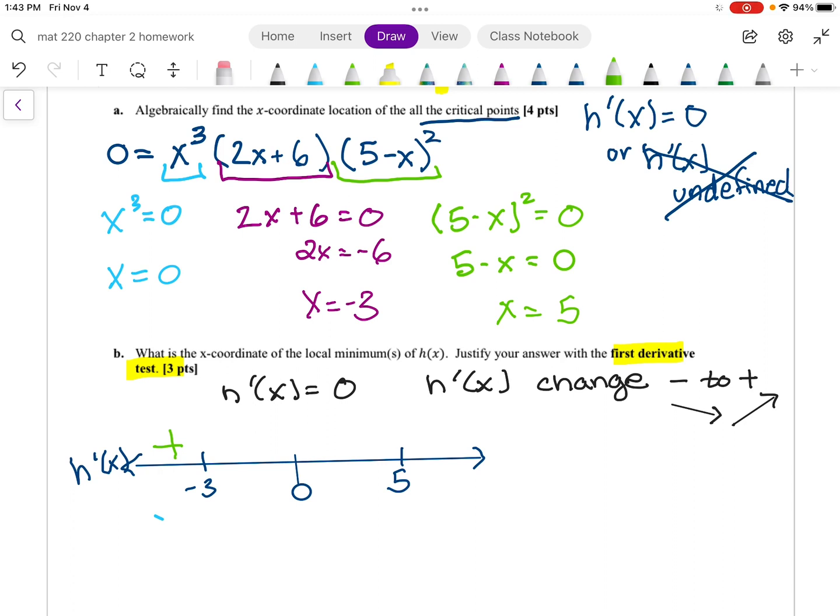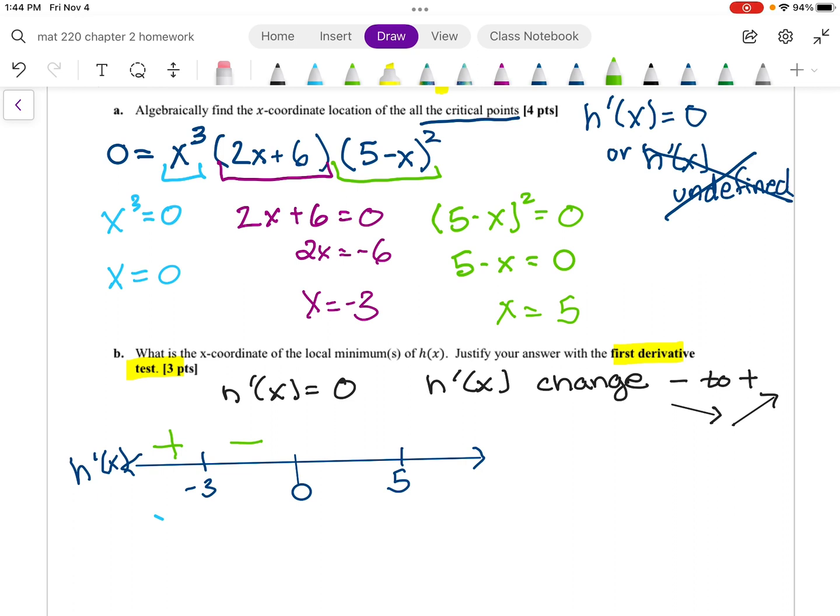All right, then I do it again between -3 and 0. So if I plugged in -1, -1 cubed would be negative, 2 times -1 would be -2, plus 6 would be positive. So I'm getting a positive number out of that second factor this time. And my last factor is always going to be positive because of that squared. So I have a negative times a positive number times a positive number, which should result in a negative number.